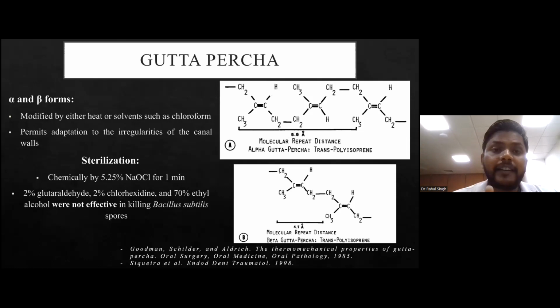And at the same time, you are also disinfecting the gutta percha. So this is the clinical tip: you can use those old GP boxes for sterilization or disinfection of the gutta percha. Also, studies say you can use 2% glutaraldehyde, chlorhexidine and so on, but they are not effective in killing Bacillus subtilis spores. So the mainstay is 5% NaOCl for 1 to 2 minutes, which is enough for sterilization of gutta percha just before your obturation.